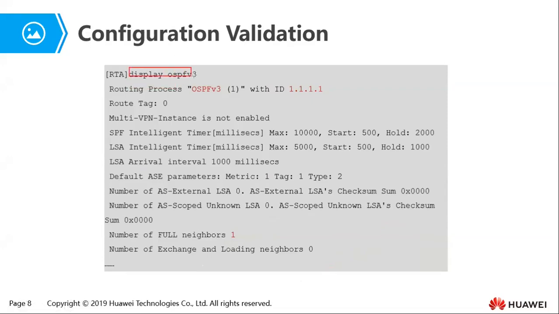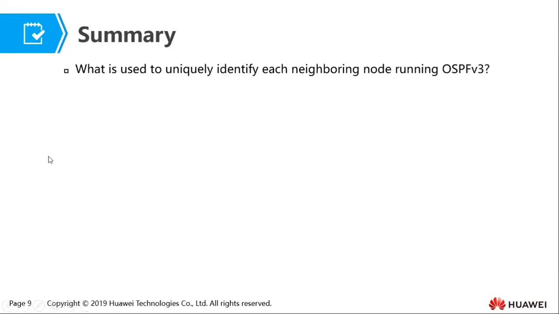After that, we can use the display command, and we can see that this is OSPFv3 process 1. The router ID is 1.1.1.1, and we can see some other information. For example, the number of full neighbors is 1. Those are some of the details you can see. Okay, so that is it about this topic.